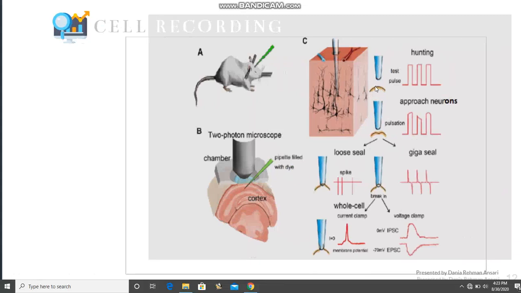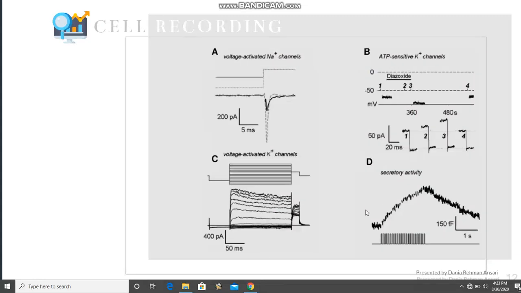This is a recording of the patch clamp. This was a normal recording approaching the neurons, loose seals and giga-ohm seals, and then after the seal, whole cell patch clamp. And this was the original recording of voltage-activated sodium channels, voltage-activated potassium channels, and sodium ATP, potassium ATP channels. Secretory activities of the membrane are also recorded by this method.